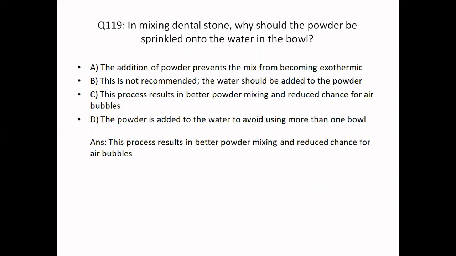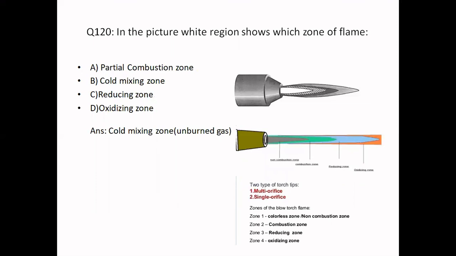No, definitely the water has to be taken first and then only the powder has to be added, which is a saturation technique that we are following here. This process results in better powder mixing and reduced chance of air bubbles. Is powder added to the water to avoid using more than one bowl? No, what happens is when you sprinkle powder over the water, we see an even diffusion or wetting of the powder particles, which also reduces the chances of air bubbles.